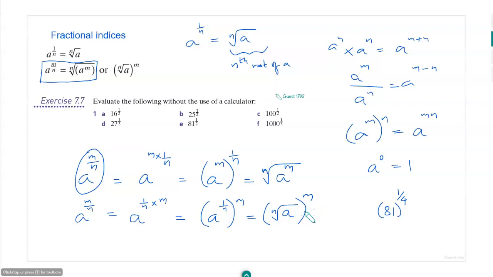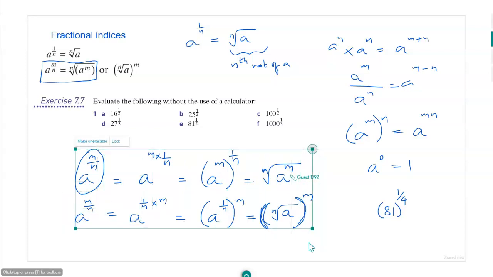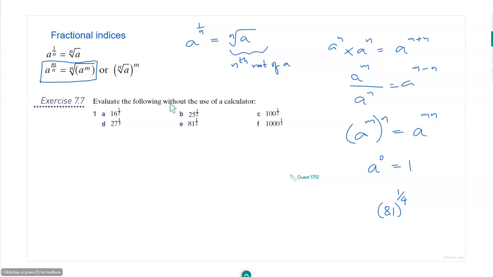So the bracket is if there's 1 over n. Sorry? The bracket. Which bracket? This one. Yeah, this bracket is applicable for the whole thing, and inside the bracket you have the nth root of a. So this is the nth root of a, to the power m. Okay, you don't need to worry about these too much, because when you do problems, you'll find that it's easy. So let's do some problems.